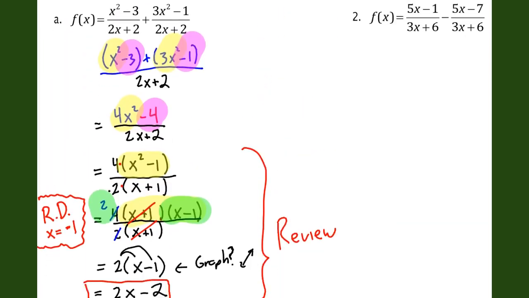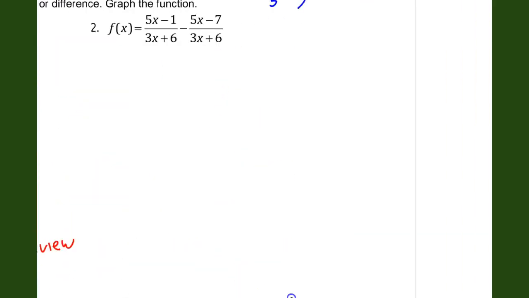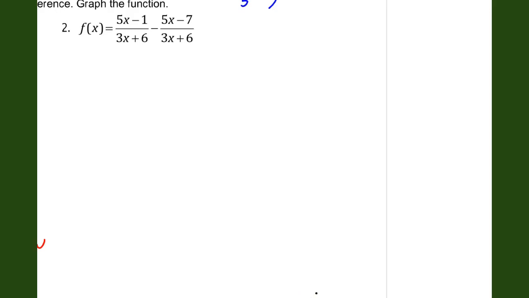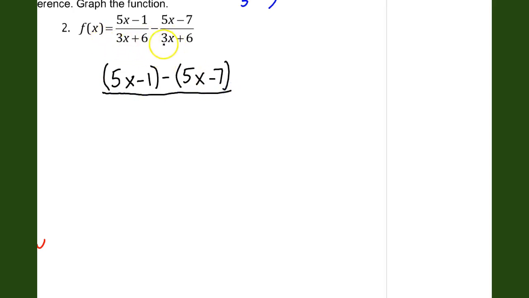All right, so let's look at number 2. Same idea. We have 5x minus 1 minus 5x minus 7. Go. And I'm assuming, yeah, these are the same denominator. Didn't have to do anything to get those in order. Tomorrow we'll have to do some extra work before this step so that these are the same.